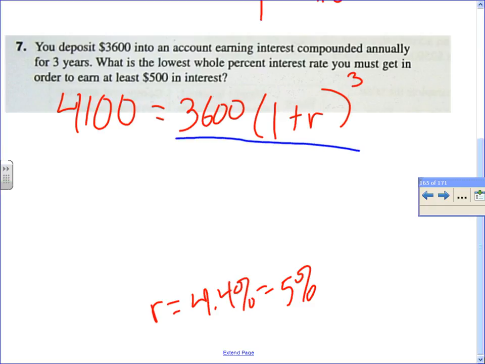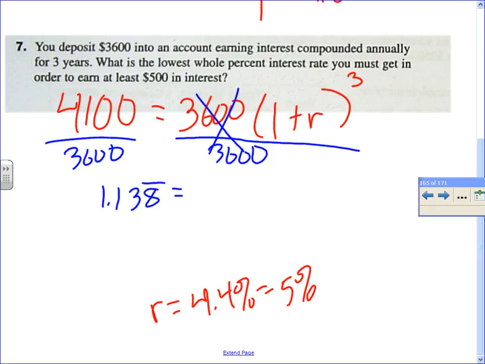Okay, first step, I'm just going to tell you. Divide both sides by 3,600. Okay, here's using algebra, not a calculator or an equation solver. After you divide, you get 1.138 repeating equals 1 plus r cubed. So, after you divide, anyone know how to get rid of the cubed? Doug? Good job. Take the cube root.